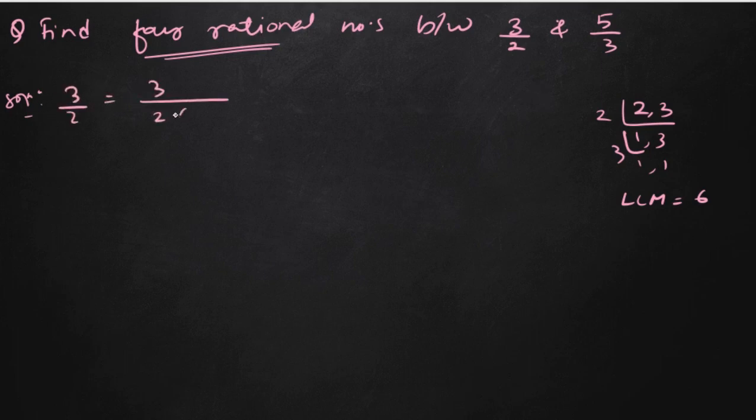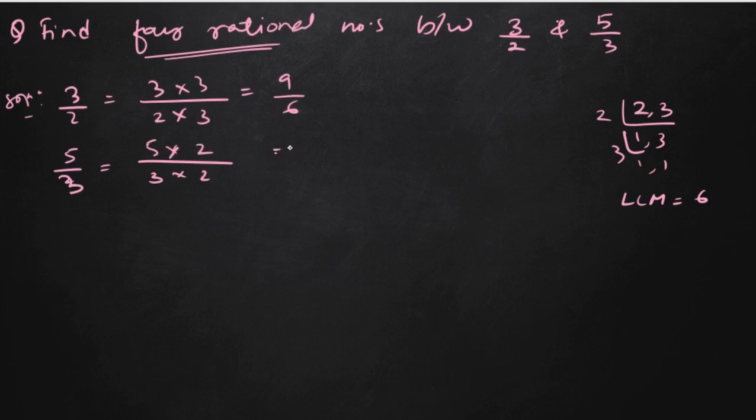So for 3 by 2, if we multiply 2 with 3, we will get 6. So again we have to multiply the numerator with 3. So it will be 9 by 6. And for 5 by 3, if you multiply the denominator with 2, then only we will get 6. So again we have to multiply the numerator with 2 also. So 10 by 6. So you can see it is 9 by 6 and 10 by 6. So there is no rational number between 9 and 10.